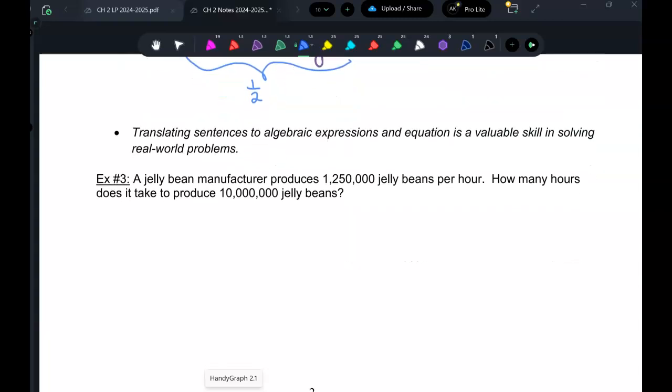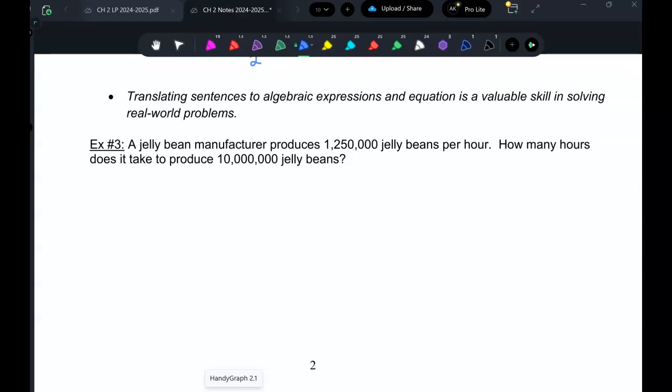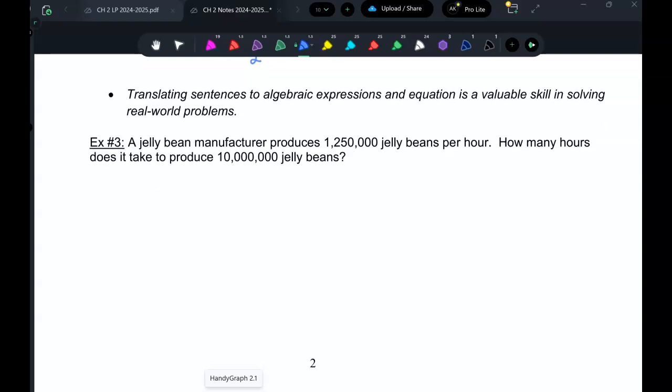A jelly bean manufacturer. Okay, Kobe's reading example 3. A jelly bean manufacturer produces 1.25 million jelly beans per hour. How many hours does it take to produce 10 million jelly beans?